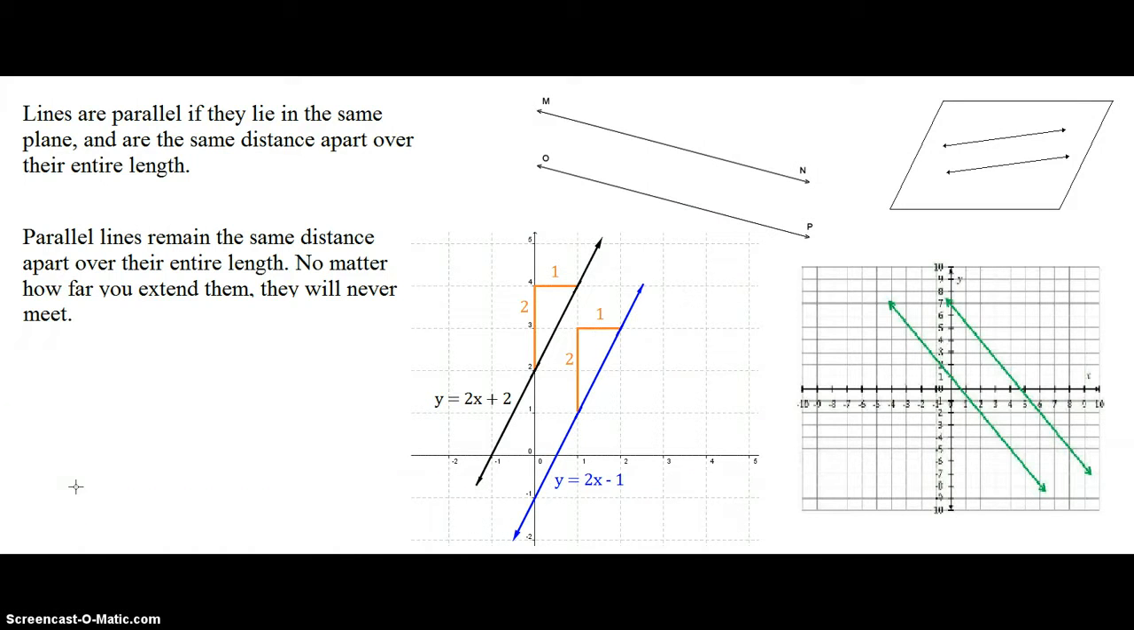Today, I'm going to show you how to write an equation of a line that is parallel to a given line. I'm going to show you some examples, and together, we're going to dissect this topic. Let's go. Lines are parallel if they lie in the same plane and are the same distance apart over their entire length. Parallel lines remain the same distance apart over their entire length. No matter how far you extend them, they will never meet.